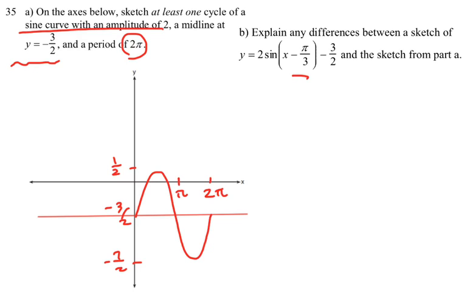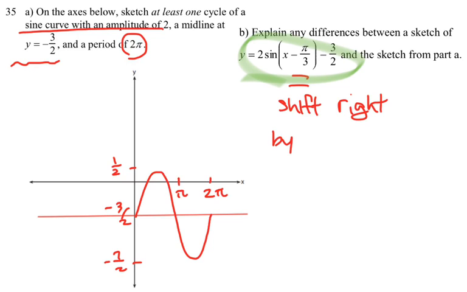Now, part B is I want to explain the difference between what I sketched and what's given right over here. More than anything, minus pi/3 is the difference. So minus pi/3 will basically shift the function to the right by pi/3. All right, let's move on to number 36.